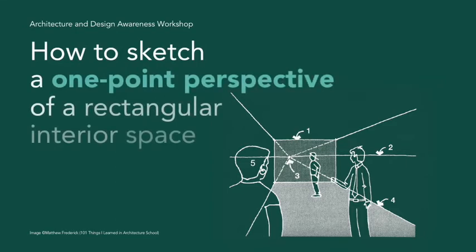How to sketch a one-point perspective of a rectangular interior space. Number one, begin by drawing the end wall of the room in the correct proportion. In the example given, the end wall is 12 feet wide by 8 feet high. Its width is 1.5 times its height.